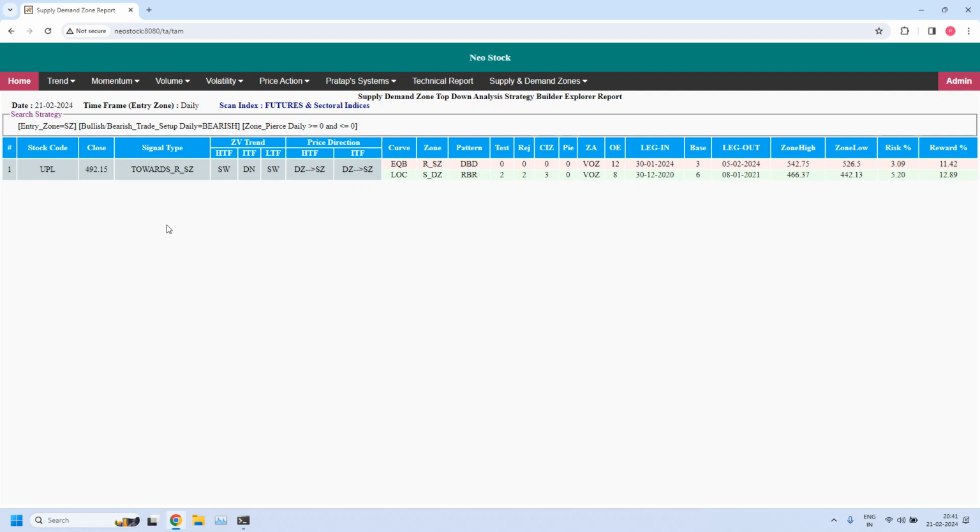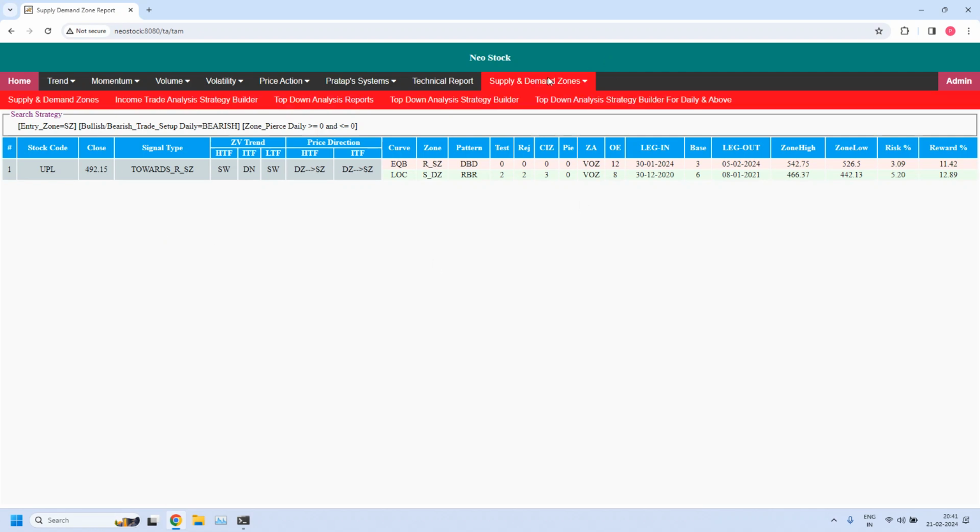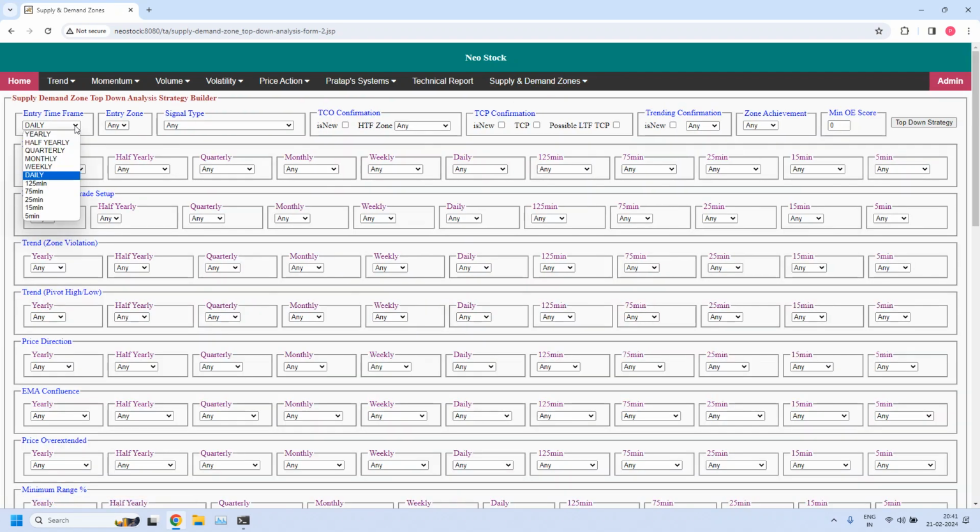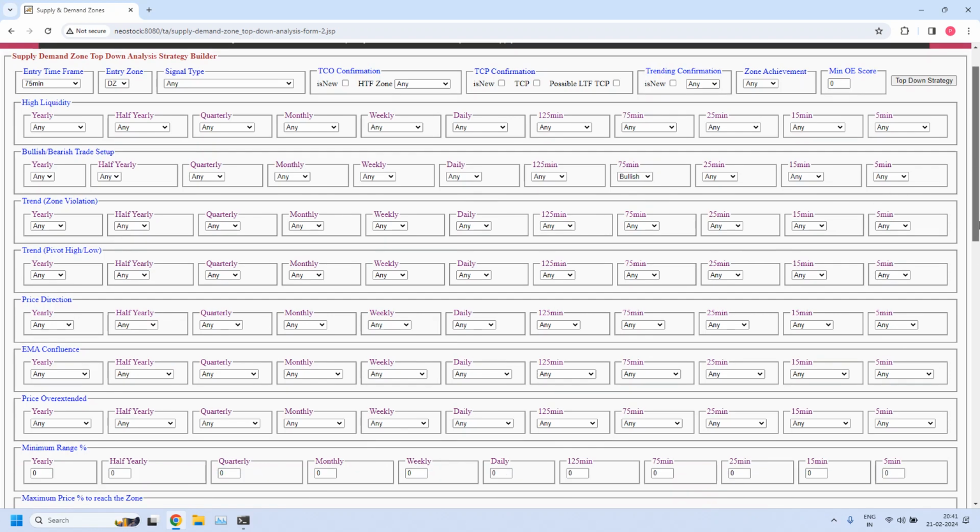Now let us generate a bullish setup for a weekly income trade. Because it is weekly income trade, our LTF, lower time frame zone, our entry time frame should be 75 minutes. Because it is bullish trade setup, our entry zone should be demand zone. And in bullish or bearish setup parameter, this time we are selecting at 75 minutes bullish, and we don't want pierced zones.